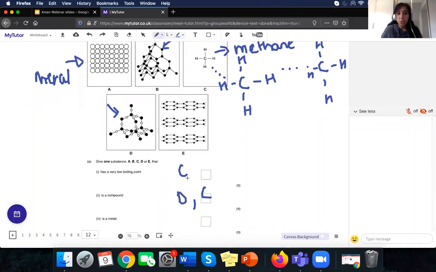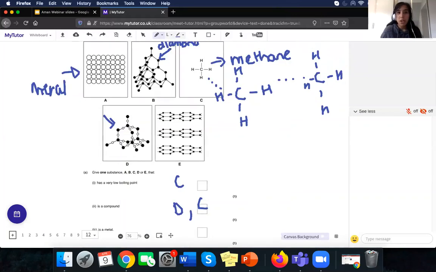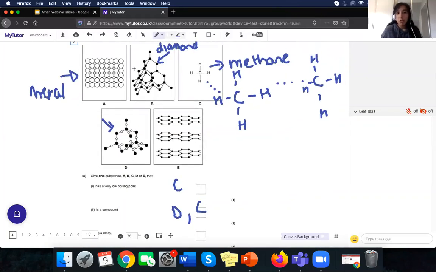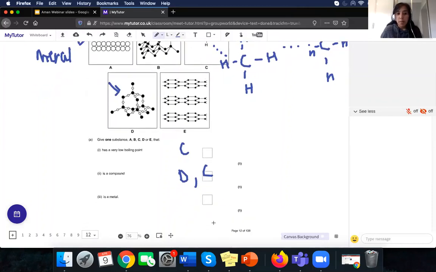Which one's the metal? I've already annotated that on the screen. Yep, A. So A is the metal. We've got that regular giant metallic lattice structure there. They've not drawn in the electrons, but it's safe to assume that that is the metal. Okay, well done. So we'll just take some Q&A questions, and then if we've got time, we'll do another exam question. Thanks, Aman. That was brilliant.